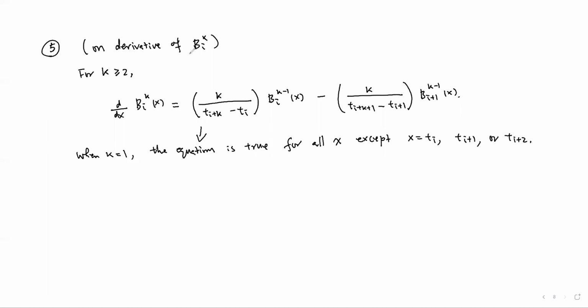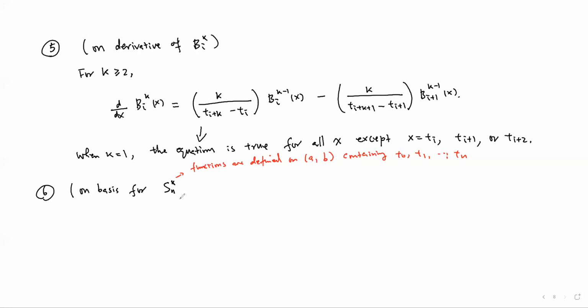Now the last property, and also the most important property, number 6. This property is on a basis of this space S_{n,k}. Remember, functions in this space are defined on some interval [a, b] containing t_0, t_1 to t_n. Each function in this space is defined on the interval [a, b]. This interval contains these n plus 1 knots.